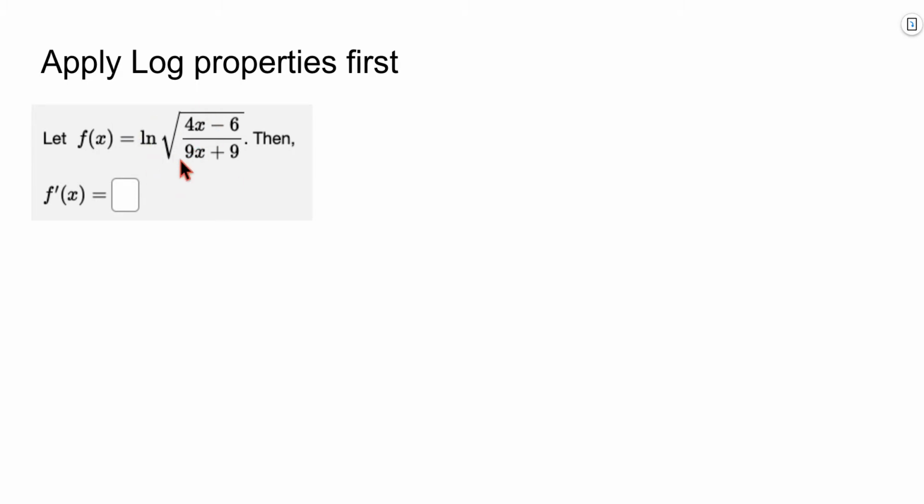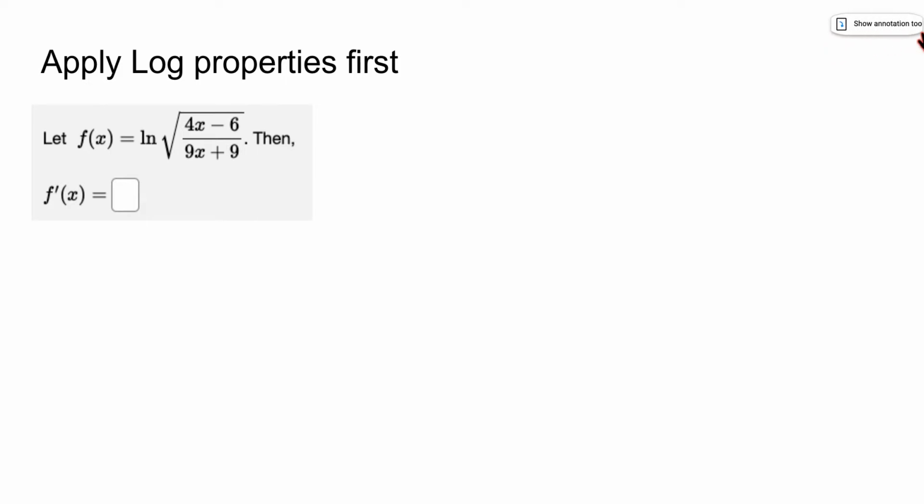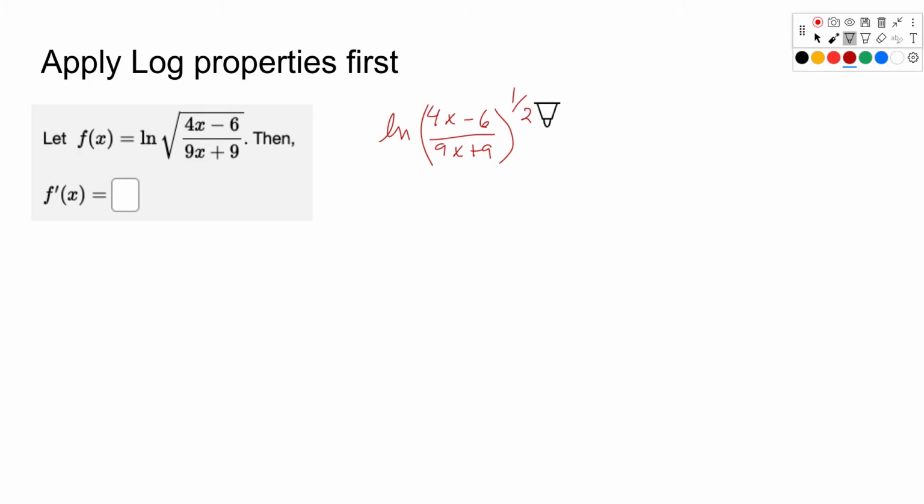So first of all, what is a square root? When we have a square root on a logarithm, how do we want to think of that? Raised to the 1/2 power. So we want to see that as an exponent. So we rewrite this as the natural log of (4x minus 6) over (9x plus 9), raised to the 1/2. And then what's our first property we can apply to simplify this thing?